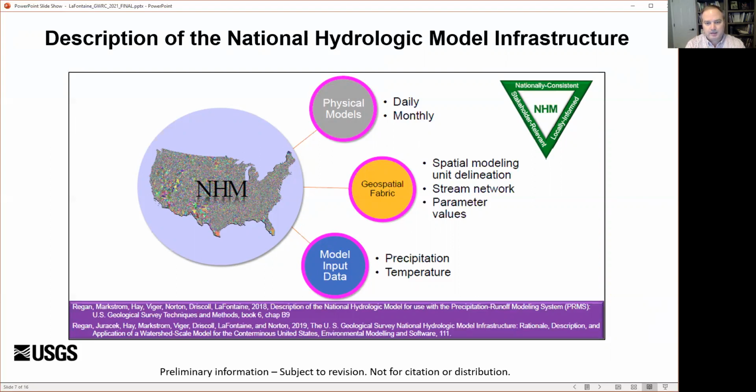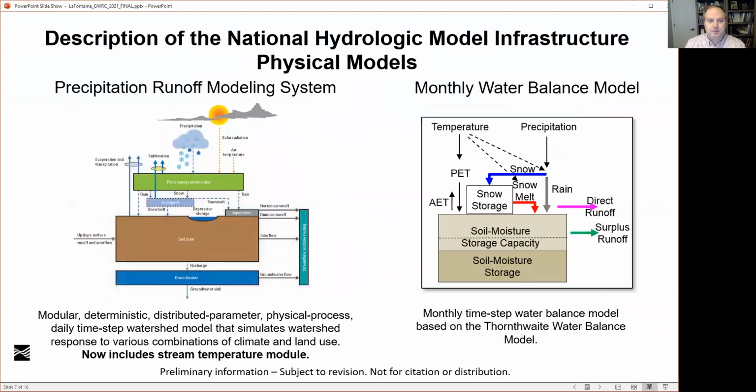And then the model input data of weather and climate that force the model simulations. Estimates of precipitation and air temperature are the popular ones used to drive models of this type. The NHM infrastructure has some associated publications, both a journal article and a USGS publication, that are available to give further description.